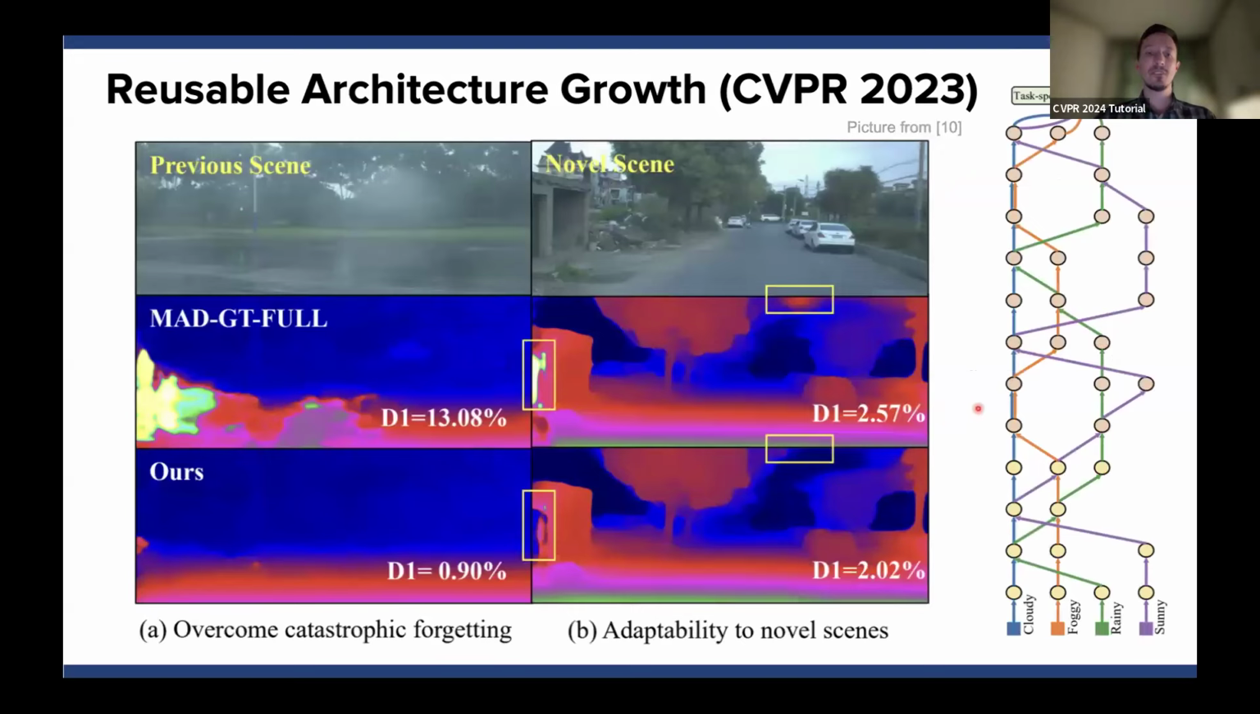And here we can see some qualitative results on the DrivingStereo dataset in comparison with MADNet, which was one of the very first online adaptation methods, proposed by my team at CVPR 19. And we can see how the specific RAG framework that has been trained on the single specific domains is capable of much higher accuracy with respect to MADNet being adapted somewhere else and transferred on the DrivingStereo dataset.